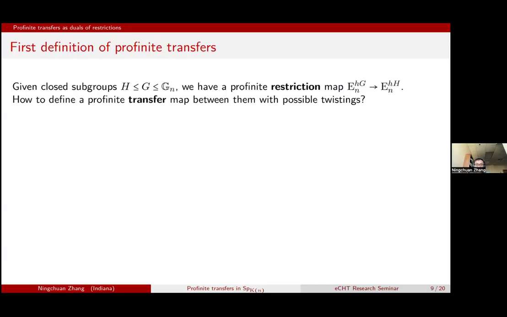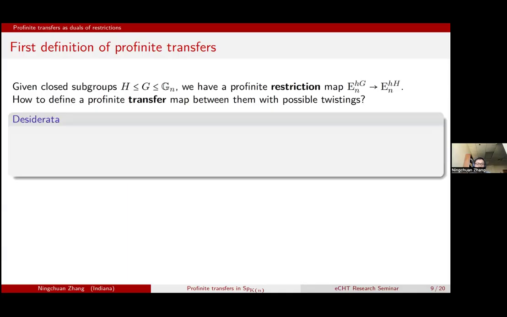And now the question is, we want to define a profinite transfer map between them with possible twistings. Well, you can say, then what does that even mean? Or maybe I should give you my wish list. So what do I really want in defining such a transfer map? So here's my wish list.